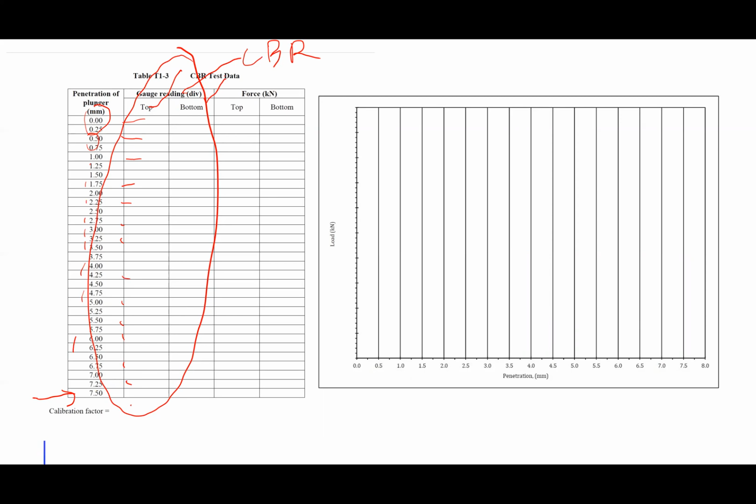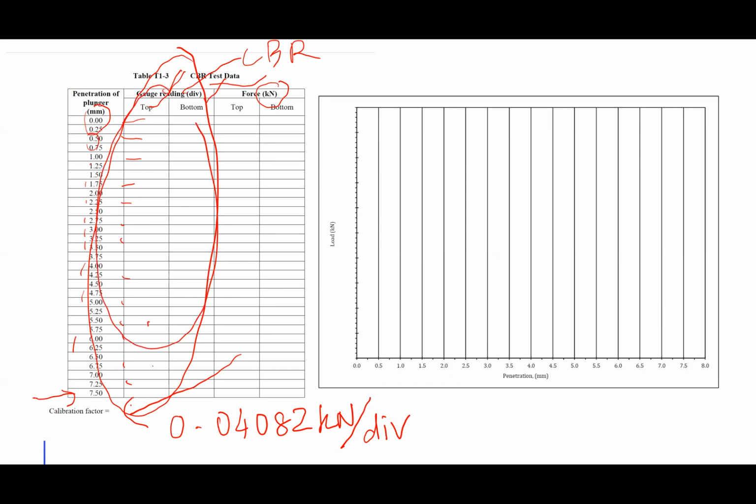Once you have that data from the CBR test, you need to convert this value into load, the force, in kilonewton, by multiplying with the calibration factor. The calibration factor that we're going to use here is 0.04082 kilonewton per division. By multiplying these values with this, you will automatically get the reading in kilonewton.